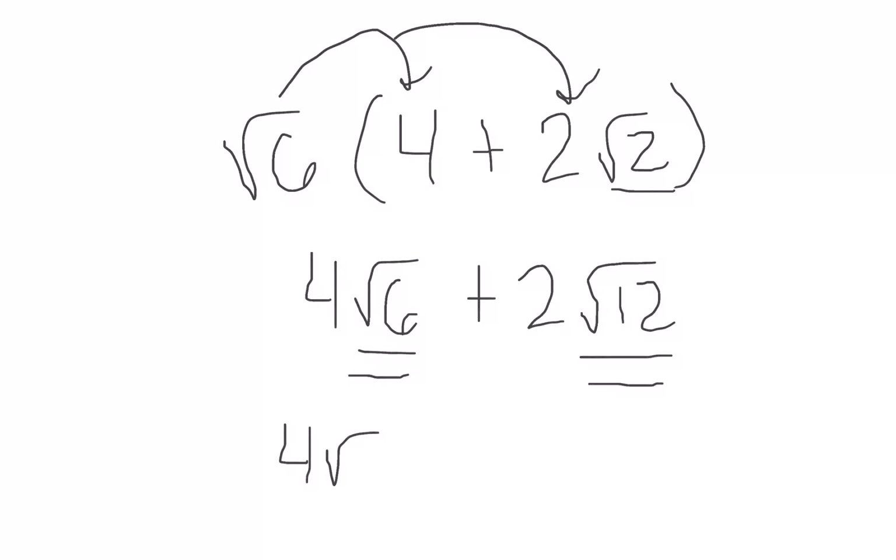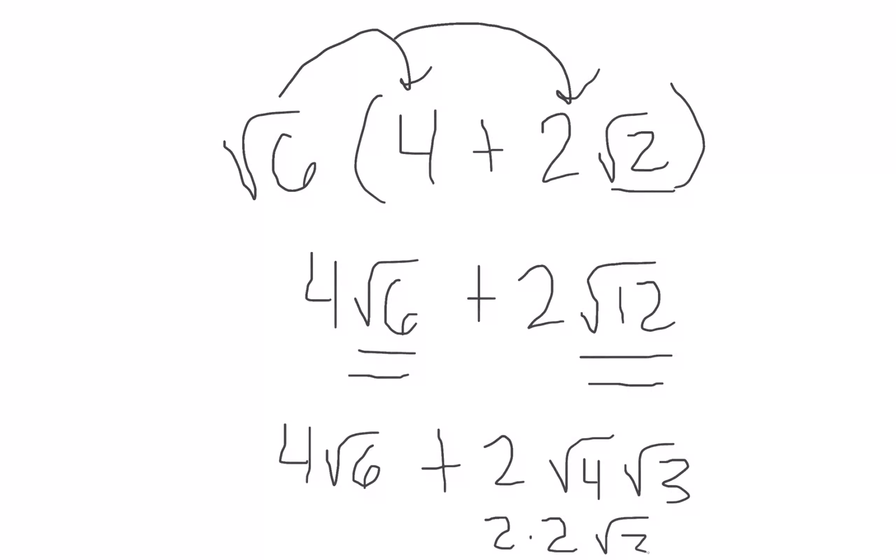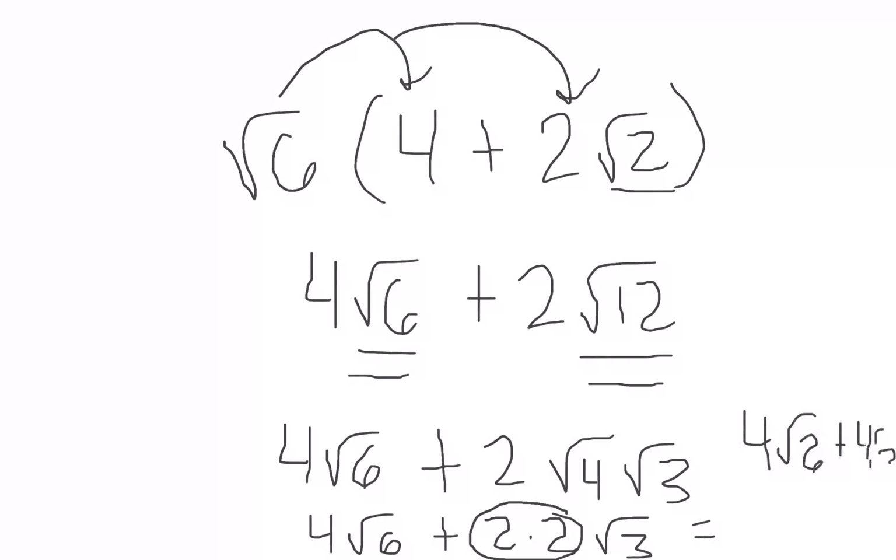So this side will stay the same as 4 radical 6, but this side will become 2 radical 4 radical 3, and radical 4 can become 2, so I'll have 2 times 2 times radical 3 plus 4 radical 6, and 2 times 2 will end up giving me 4, so I'll get my final answer to be 4 radical 6 plus 4 radical 3.